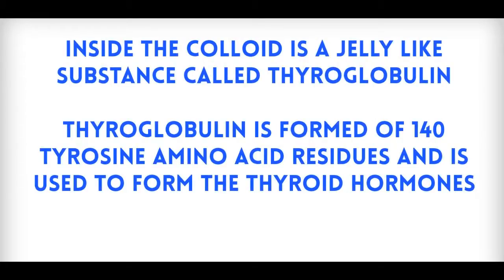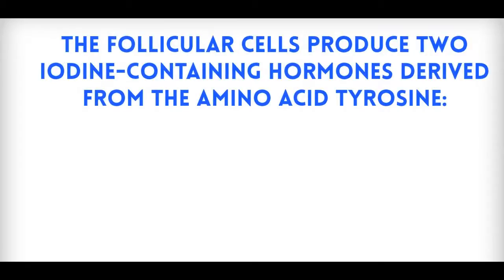Inside the colloid we have a jelly-like substance called thyroglobulin. Thyroglobulin is formed from a dimer. It exists as a dimer of 140 tyrosine amino acid residues, and that's used to produce the thyroid hormones. So it's like a precursor, so to speak, as you can see there. I think I should have a slide that depicts more.